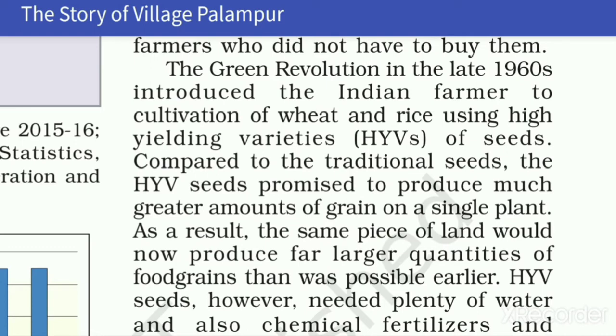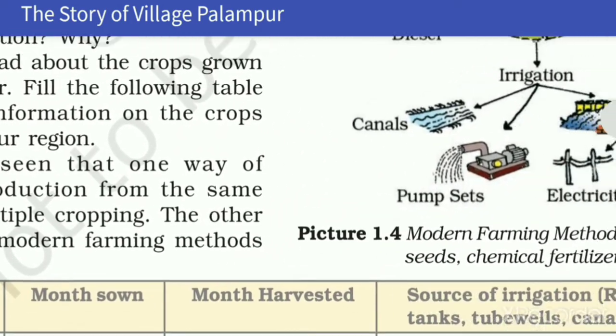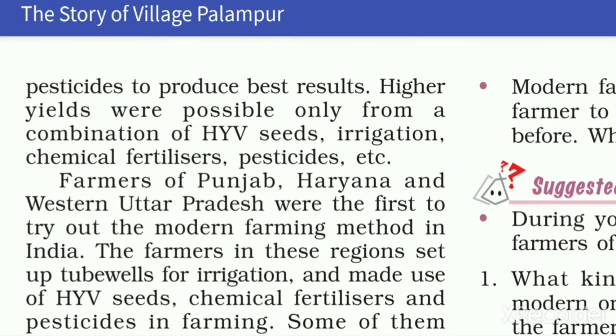Along with HYV seeds, they also used plenty of water to irrigate their fields, chemical fertilizers and pesticides to produce higher yields. So, with the help of these methods, farmers were able to get a surplus amount of wheat and rice, which was beyond their expectation, and this agriculture success is known as the Green Revolution.